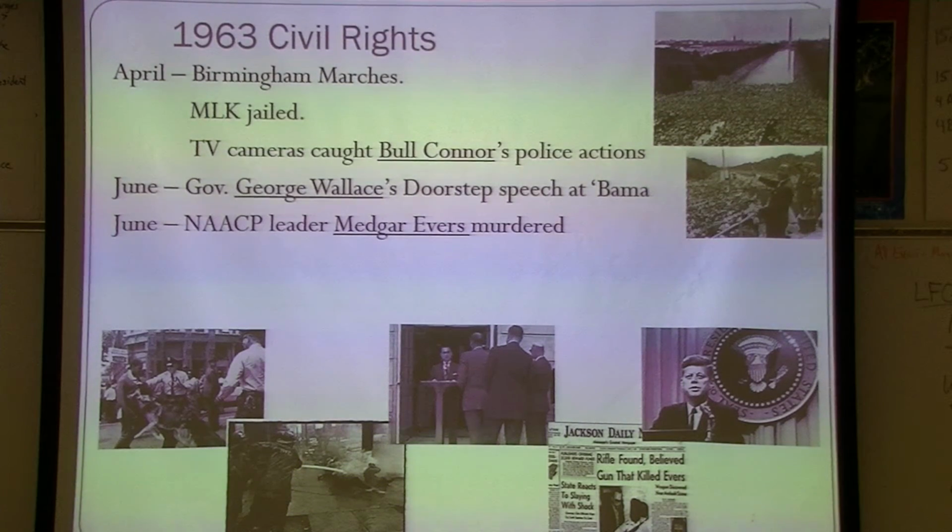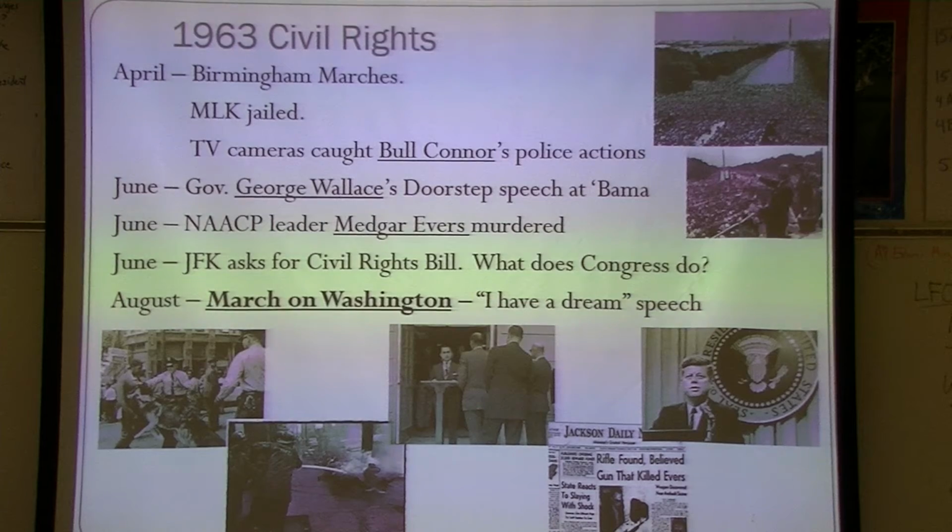June of that year, we will have NAACP leader Medgar Evers murdered. Again, if you're a Southerner and you're seeing Bull Connor, you're seeing Medgar Evers, where are you falling as this time in history is coming in? June of that year, President John F. Kennedy will ask for a civil rights bill, but Congress will not pass it. We'll get to what Kennedy does later on, but Kennedy does not do as much as you may think there. He does not have as much power in Congress.